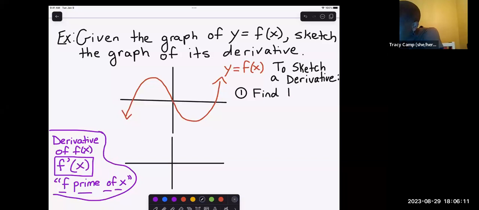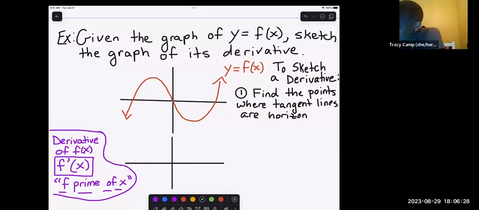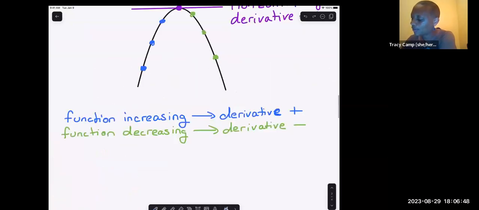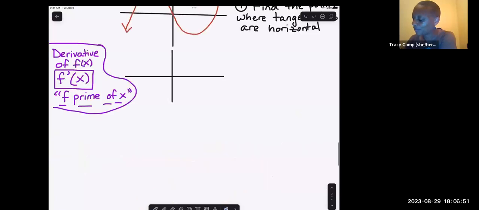So you're going to find the points where the tangent lines are horizontal. Again, what that means is that you're looking for the high points and the low points, the maximum points and the minimum points that you see on the curve, like the top of the hill, the bottom of the valley, stuff like that. So like right here. Oh, you know what? I want to use the same colors I used here. I used purple, so I'm going to use purple here too.